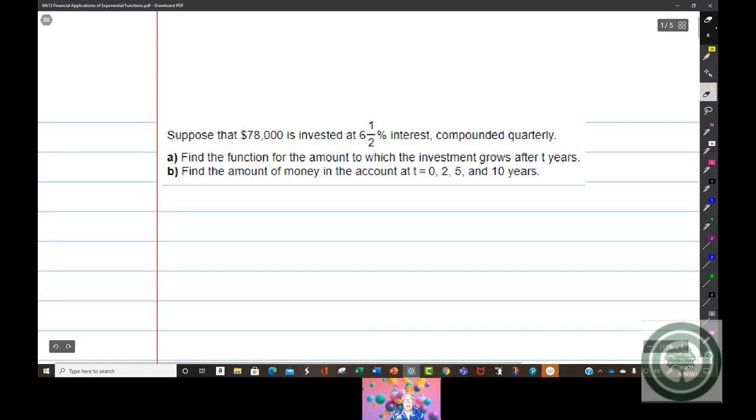Suppose that $78,000, and this is kind of pale, let me write it larger. $78,000, I'll take it. Suppose that $78,000 is invested at 6.5% interest, compounded quarterly. There are four quarters in a year, so compounded four times a year.